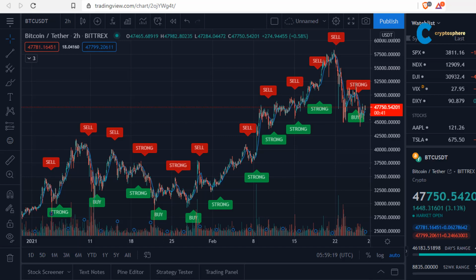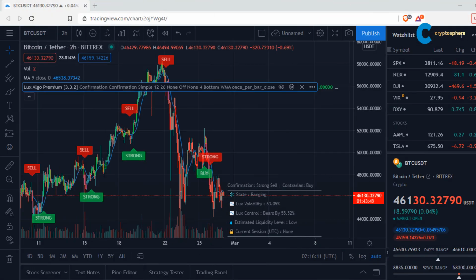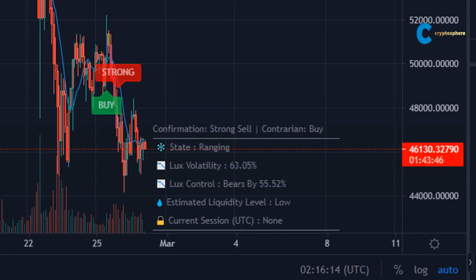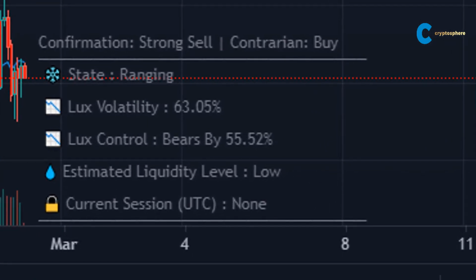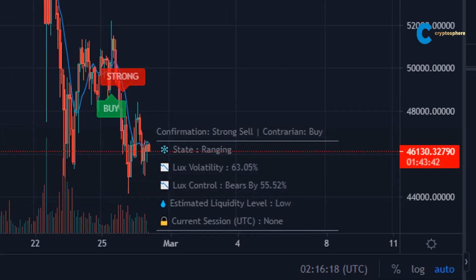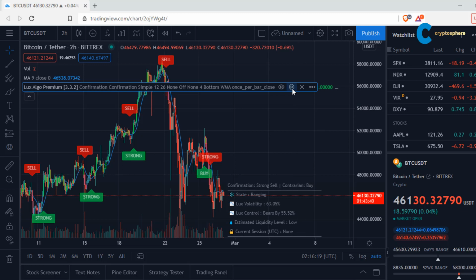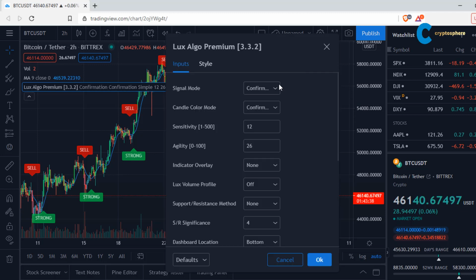So let's zoom in a little and set it up. First we need to identify what kind of market we are trading. Our chart says that the state is ranging. Remember, that is perfect when we want to use the contrarian indicator. We head over to settings and change it from confirmation to contrarian mode.